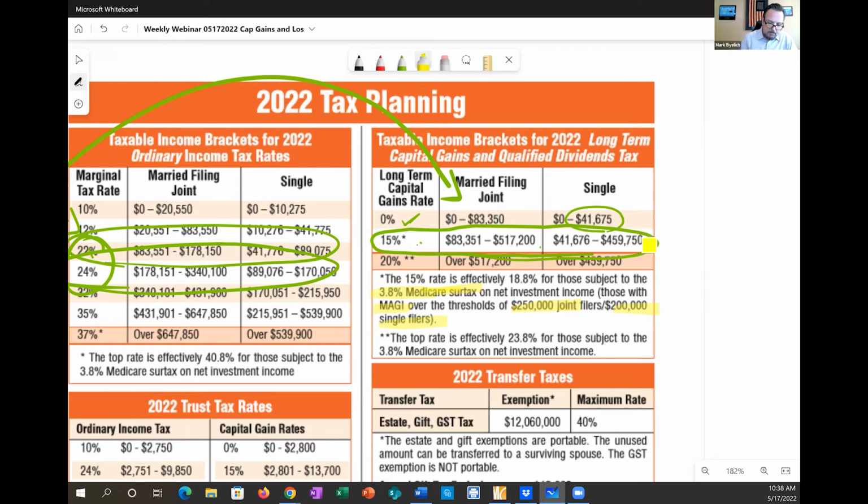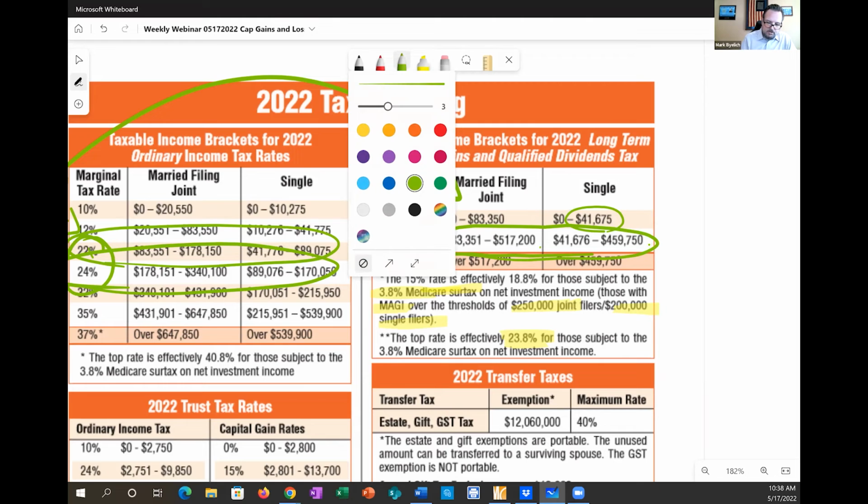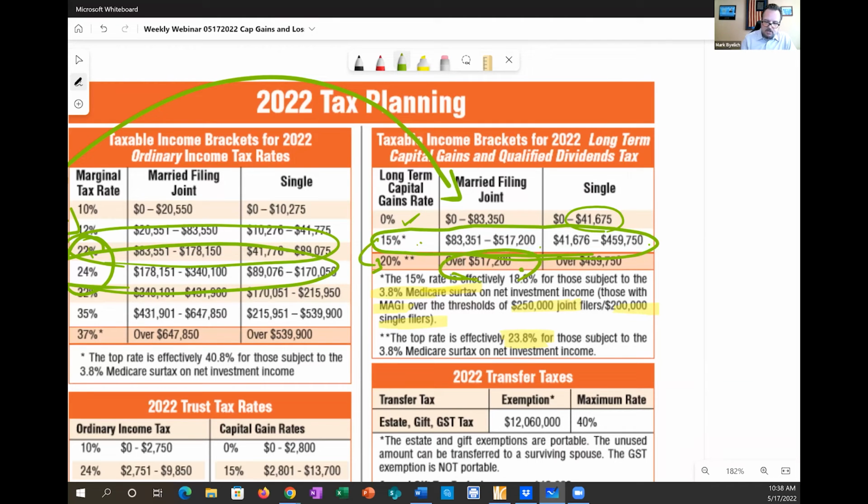The top rate, if you come up into this 20% capital gains tax bracket, then you could certainly be at 23.8%, because you're going to be over $250,000 if joint, or $200,000 of modified adjusted gross income when you hit that, because it's over $517,200 for married. Let me get these out of the way for you so you can see that section. This one's over $517,200 for a married couple and over $459,000 this year for a single filer.